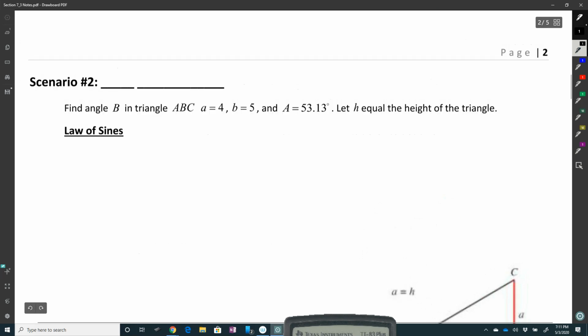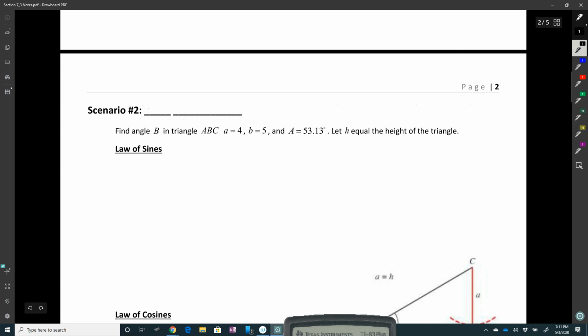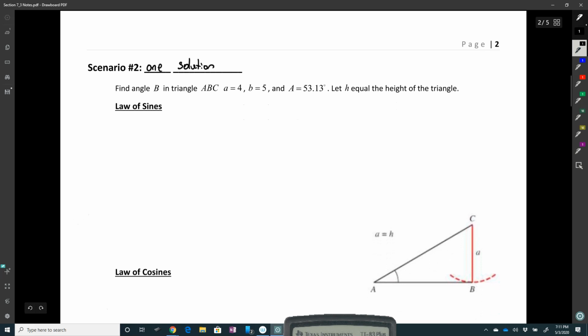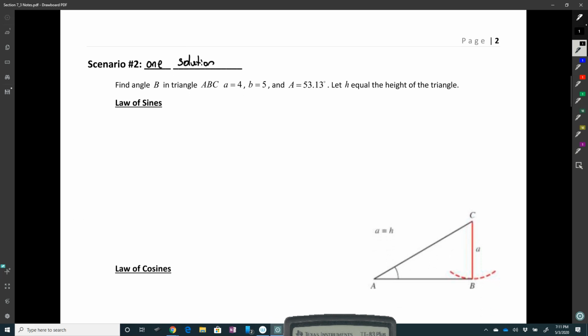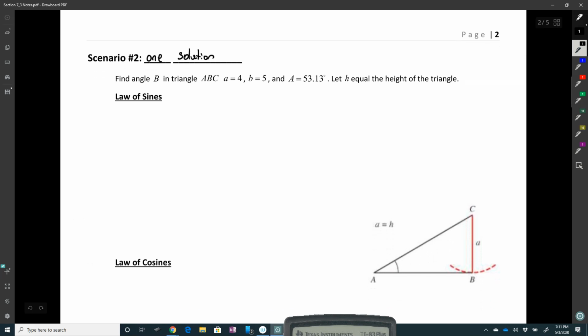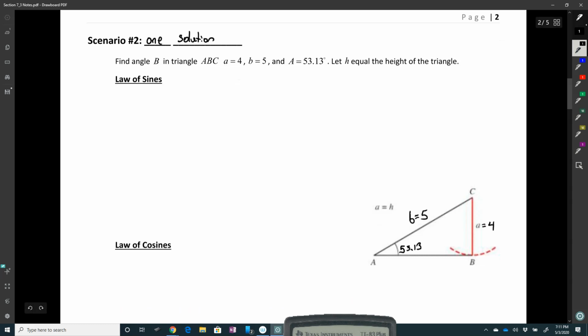You have scenario 2. Find angle B in triangle ABC if a equals 4, b equals 5, and A equals 53.13. So this is a case where we're going to have just one solution. Okay, so let's label this triangle. A is 53.13. The side across from it would be 4. The side across from B would be 5.